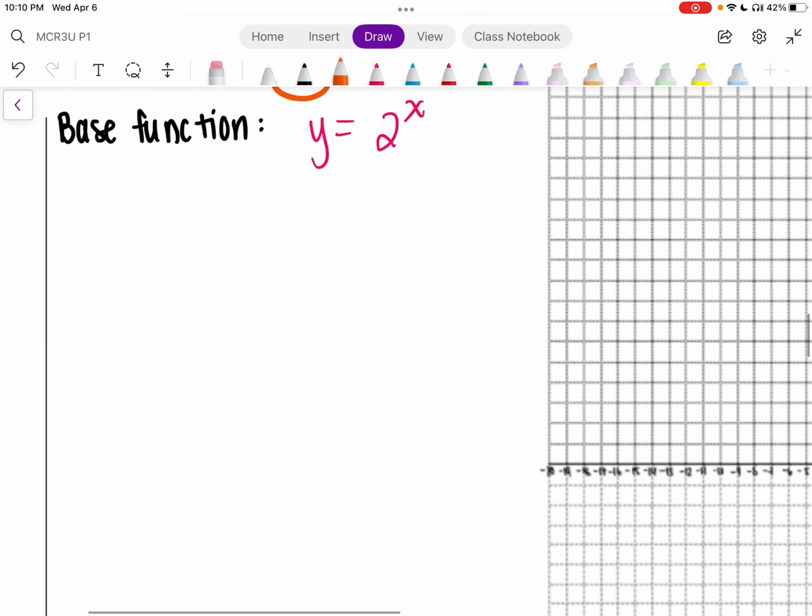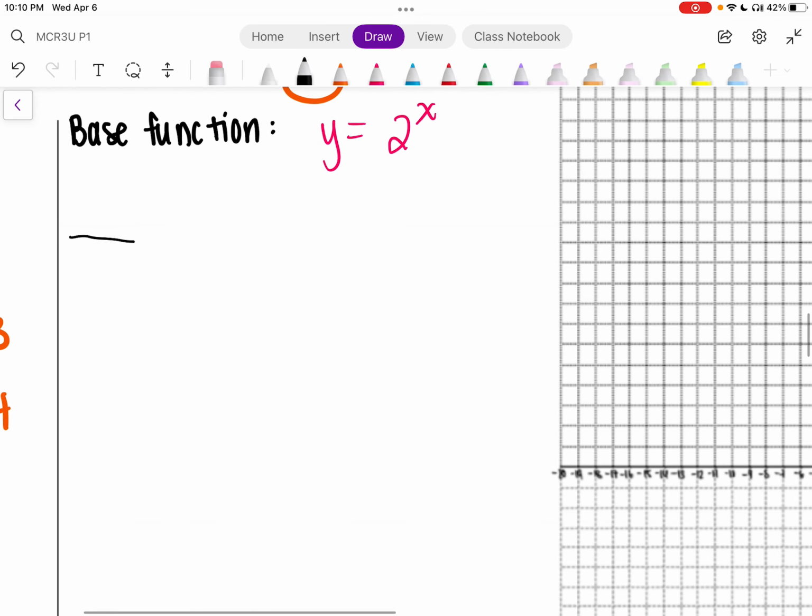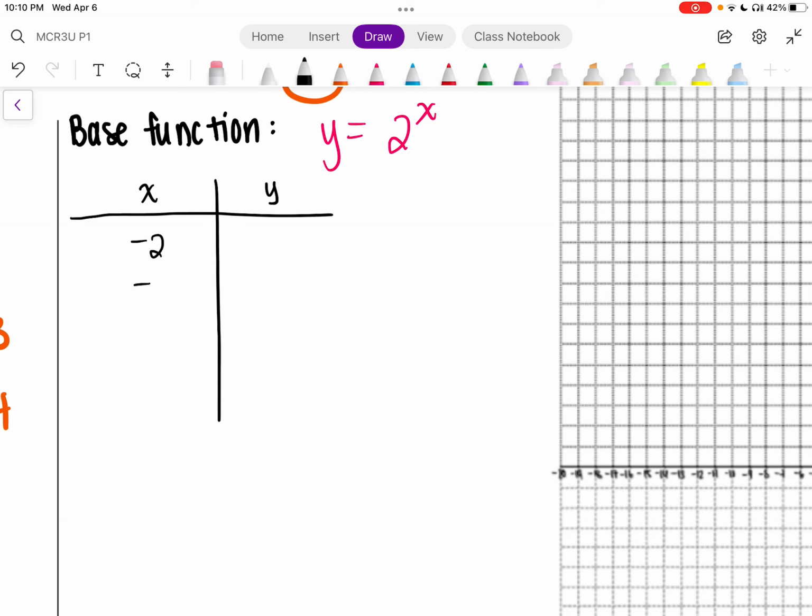So I'm going to go ahead and make my base function here. Just going to go ahead and graph that in there. So ignore the fact that it's not a very straight line, but get the idea. I'm going to say x, y, and my y is equal to 2 to the power of x. So I'm just going to pick some random numbers for my x here. I always like to do -2, -1, 0, 1, 2.